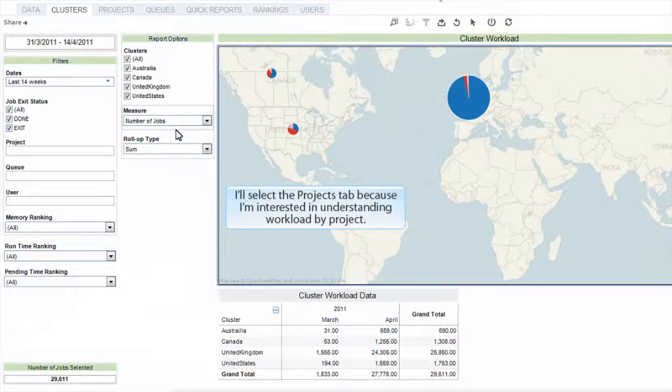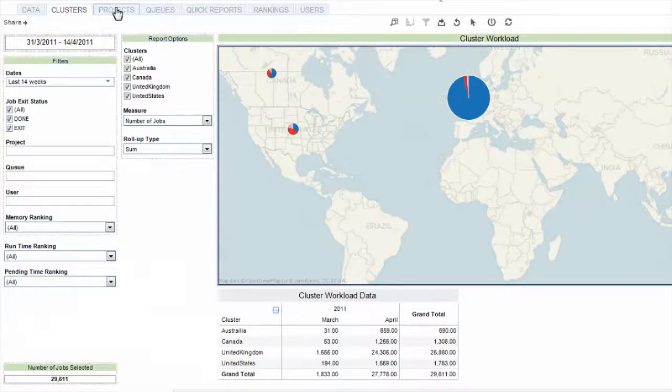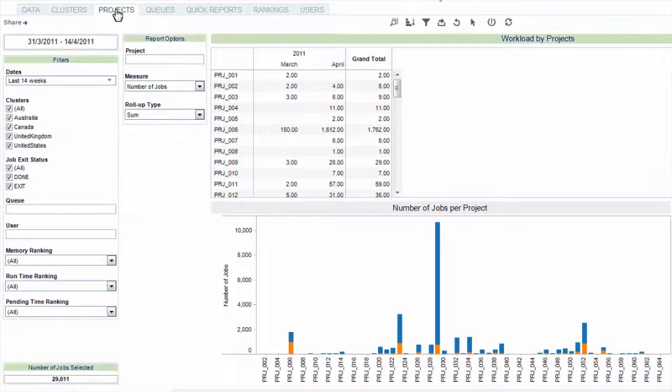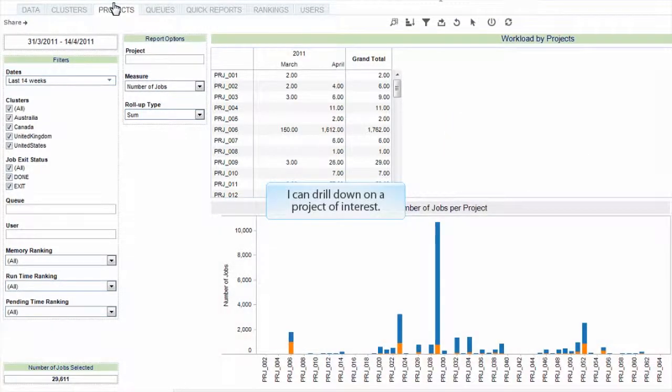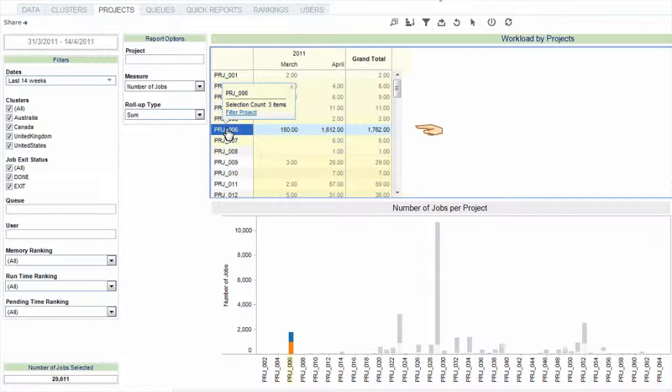I'll select the Projects tab because I'm interested in understanding workload by project. In this view, instead of looking at jobs by cluster in each geography, I'm looking at jobs broken down by project. I can drill down on a project of interest and see information about the associated jobs. I see that over 1,700 of my almost 30,000 total jobs were related to Project 6.